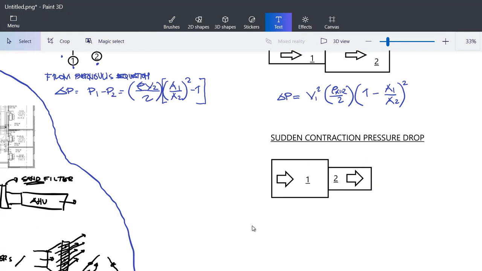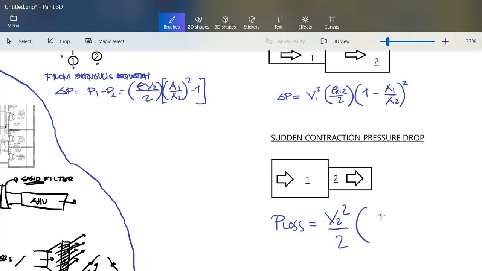Next we have the sudden contraction pressure drop, the pressure loss between point 1 and 2. This is expressed as P loss equal to velocity 2 squared over 2, multiplied by 1 over Cc minus 1, all raised to square.